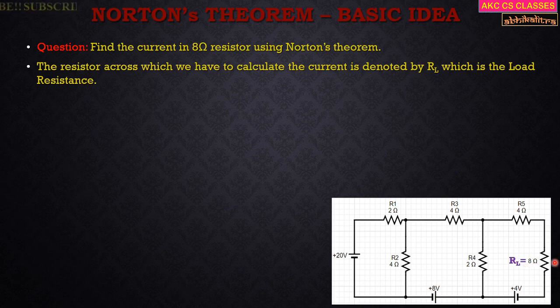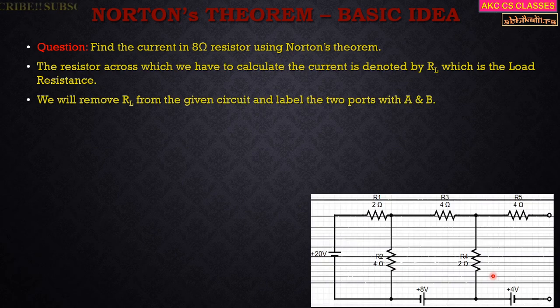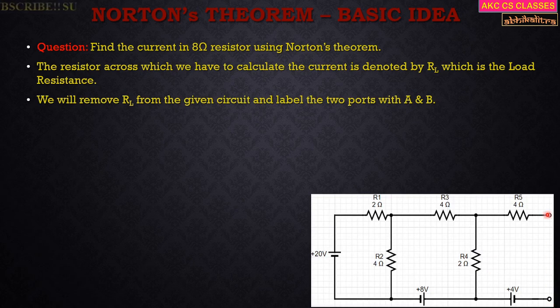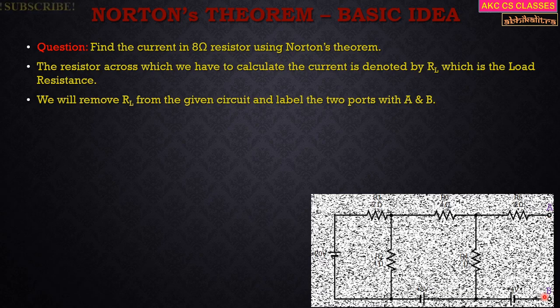The next step is that we have to remove RL from this circuit, and we will be left with two open port terminals, which will be marked as A and B. We obtain a new circuit diagram which will look something like this, and we have two open terminals labeled as A and B, right? In case of Thevenin's theorem, we were concerned with computing the current flowing through the entire circuit, keeping these two ports open. But in case of Norton's theorem, we will short these two ports, and then try to compute the current that is flowing through the short circuited path.